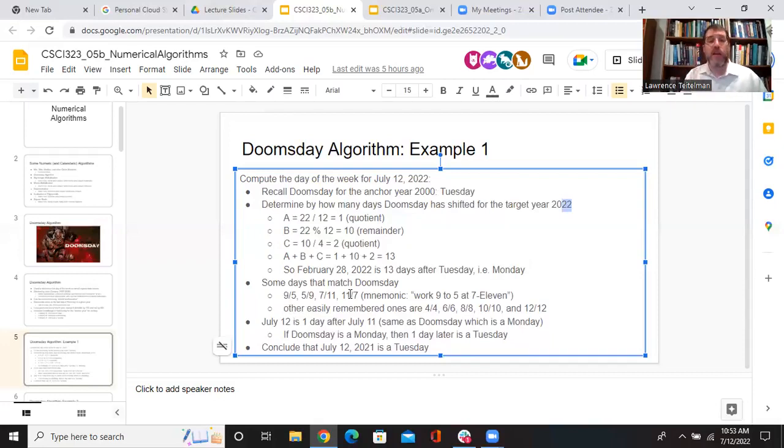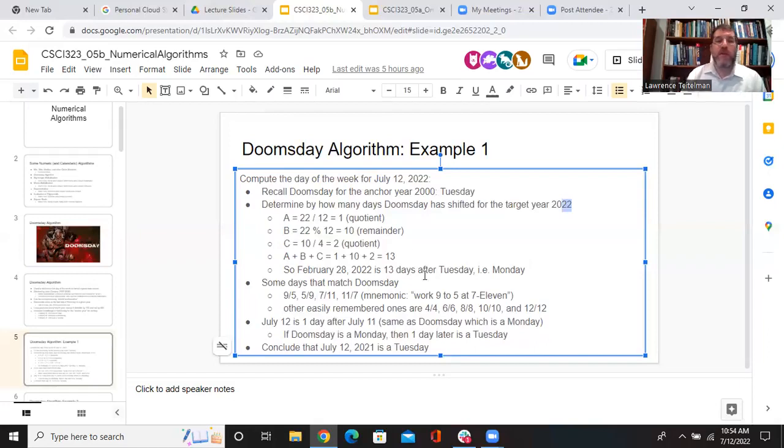The mnemonic is, I work 9 to 5 at 7-Eleven. So we have 9/5, which is September 5th, 5/9, which is May 9th, July 11th, and November 7th, which are all going to be the same day of the week as Doomsday. That means July 11th is also going to be a Monday. And if today is July 12th, it's one day later, so it's a Tuesday. Pretty cool, right? So you don't need a calculator.